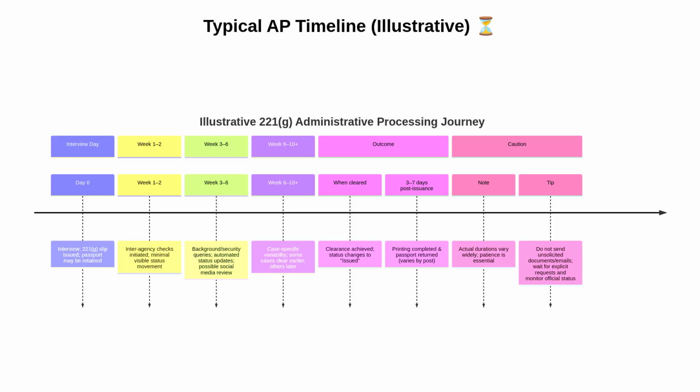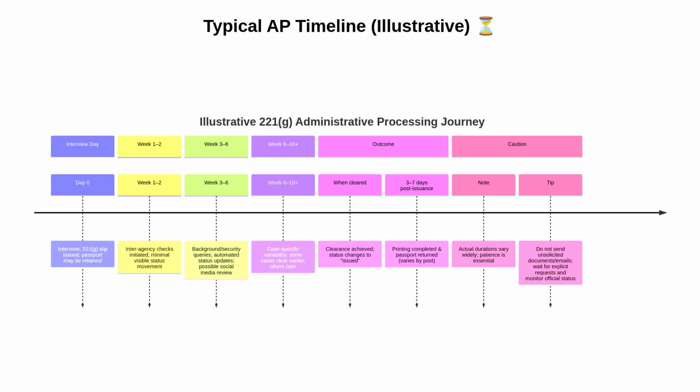This timeline is illustrative and not predictive. It begins with the interview day when 221G is issued. In weeks 1 to 2, interagency checks are initiated, and the online status may show little movement. Weeks 3 through 6 often involve ongoing background queries and occasional automated status updates. Weeks 6 to 10 or more can vary significantly depending on your case specifics and the agencies involved.